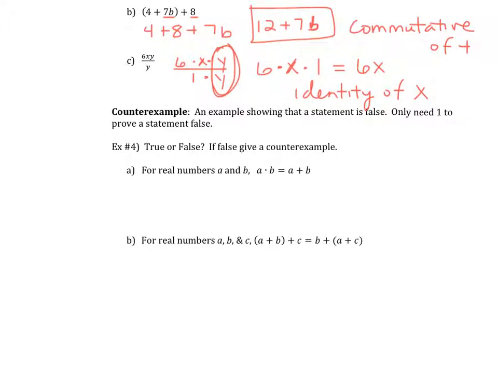So this first one, for real numbers a and b, a times b will equal a plus b. Is that true or false? False. That is false. Most definitely false. Can you give me a counterexample? Can you give me a situation where it is not true? Can you plug in numbers that would not make it true, in other words? Izzy?